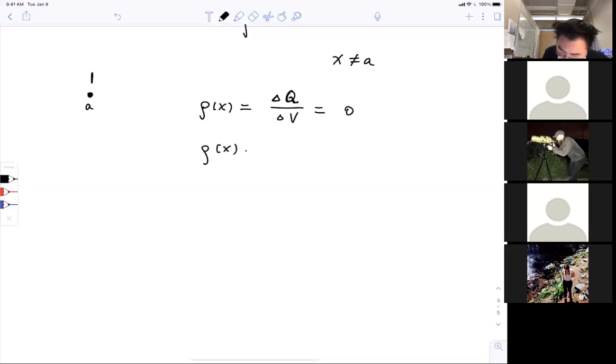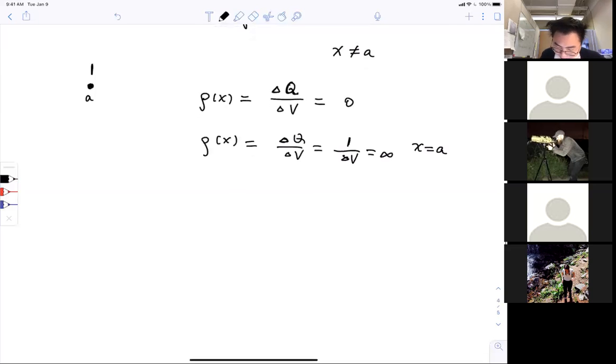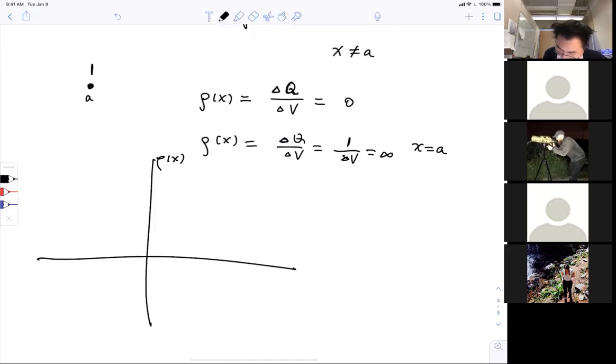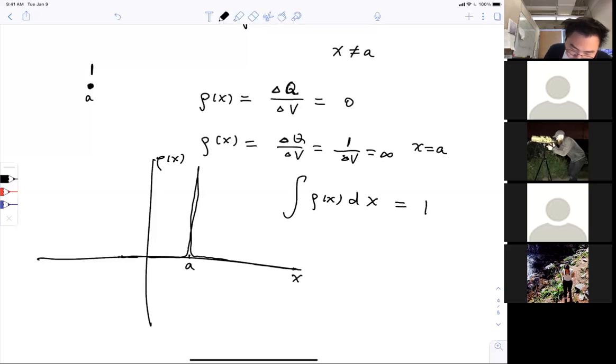However, if x equals A, the total charge at this point is 1, but the volume is infinitesimally small, so the density is infinity. So basically, in this case, assume this is A and this is the x axis, rho(x) becomes infinity at A and 0 at other places. But if you integrate this over the space, you would get 1 because the total charge is 1.